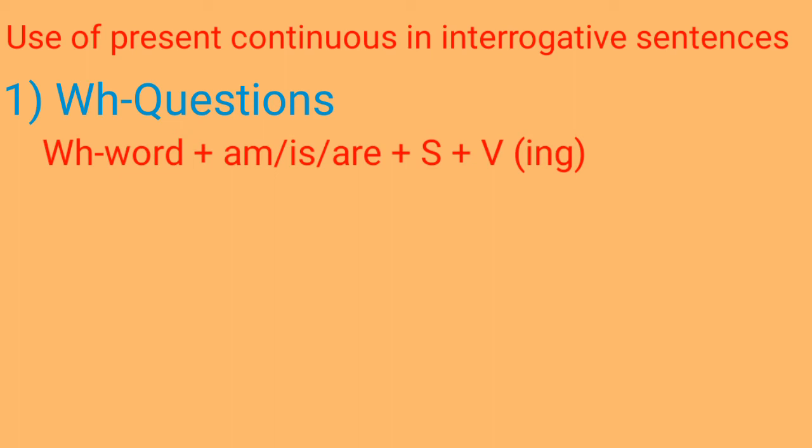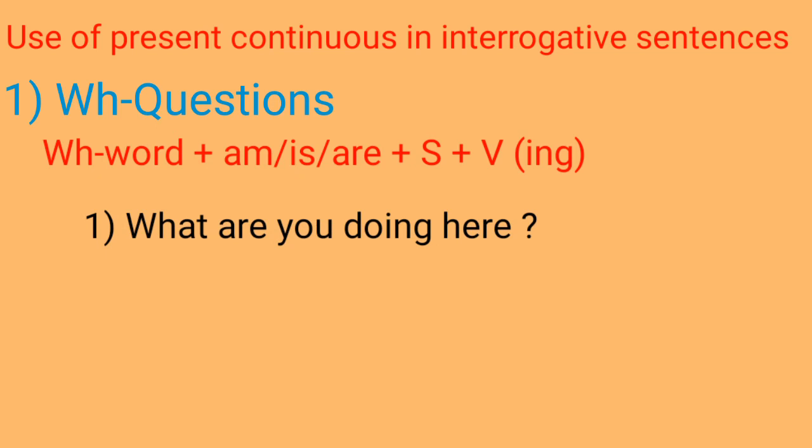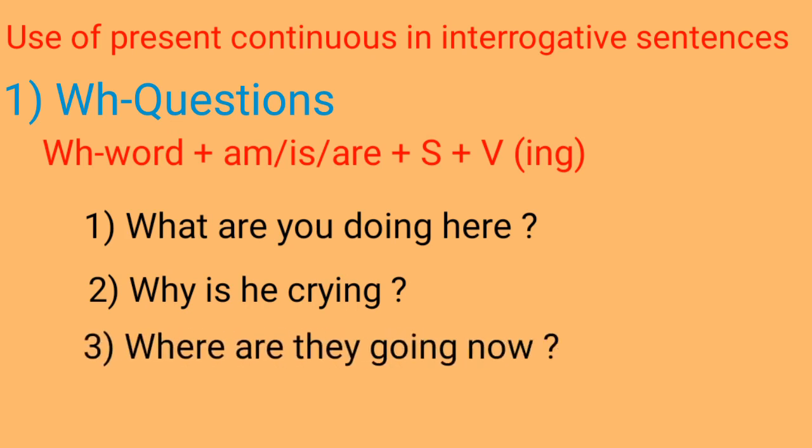Always keep in mind that in every WH question, whether it belongs to any tense, after the WH word you must use a helping verb. Like we are using am, is, are in present continuous, and am, is, are are helping verbs. Okay, now let's have some examples of this. First example, what are you doing here? Second example, why is he crying? And third example, where are they going now?